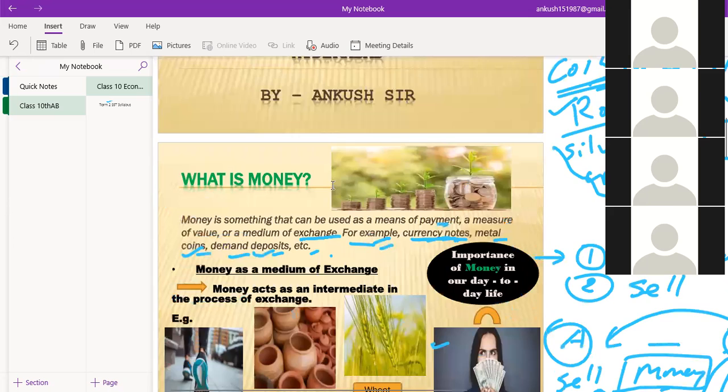What is money? Money is a means of payment, a means that can be used to purchase things at a time without spending much time upon it. Understood?